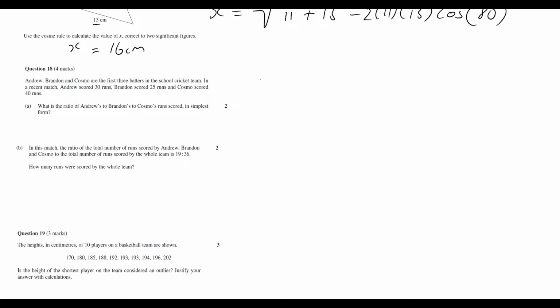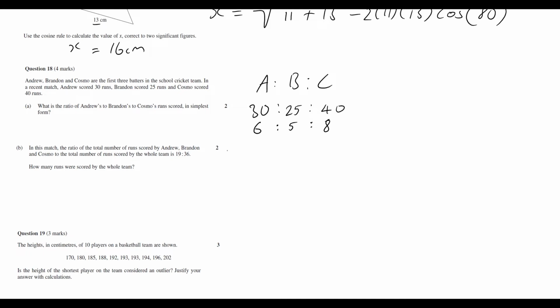Okay, so what we'll consider first of all, let's quickly write down the ratio that it's in, so A to B to C. Keep it real simple for now. And now we look at their different values. So if Andrew scored 30, and Brandon scored 25, and Cosmo scored 40, okay, so these are all going to be divisible by 5. So then we can simplify this ratio to be 6 to 5 to 8. And that's our answer there. That's the ratio in simplest form.